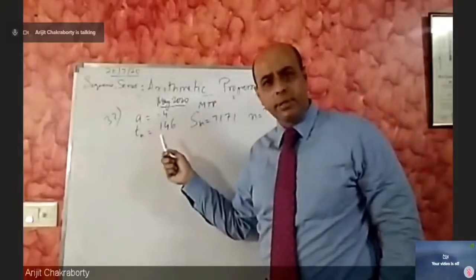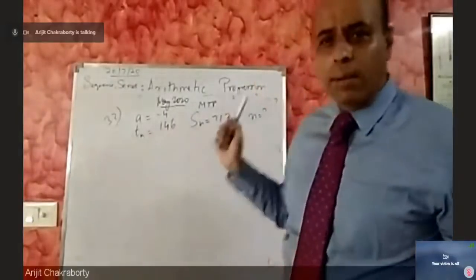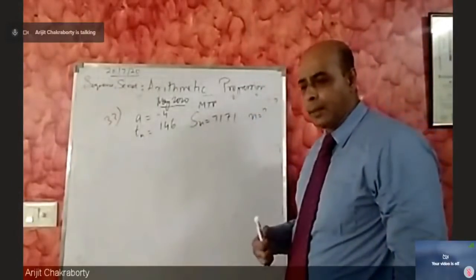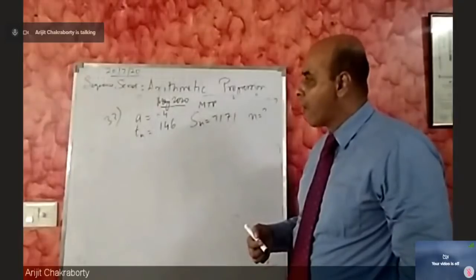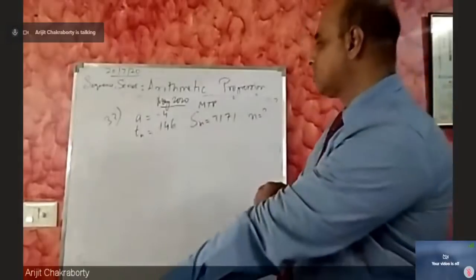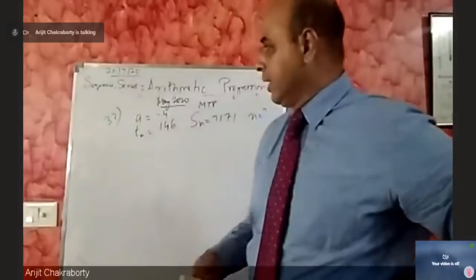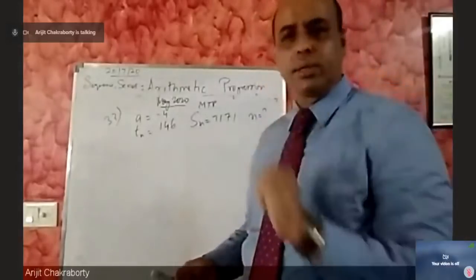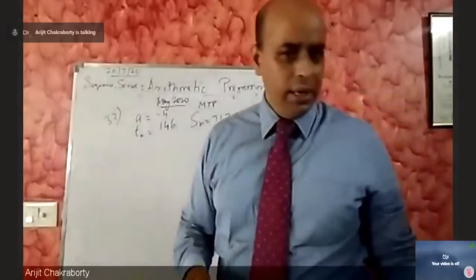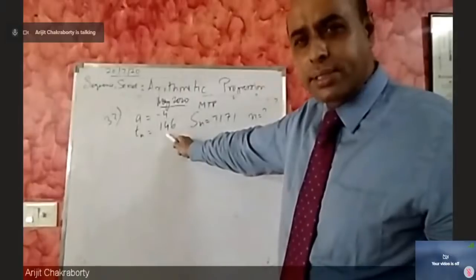First term is given, the last term is given, and the sum of the terms is also given. But we don't know n. So how do we find it out? Okay, so let's do one thing. We don't know the common difference, but we can get two equations. Let's take this one. We know the first term and we know that the term n is 146.